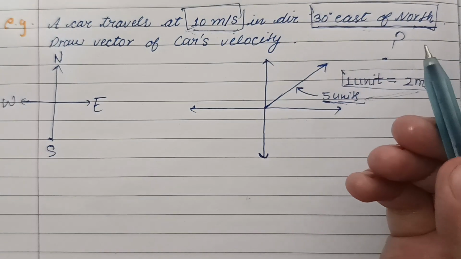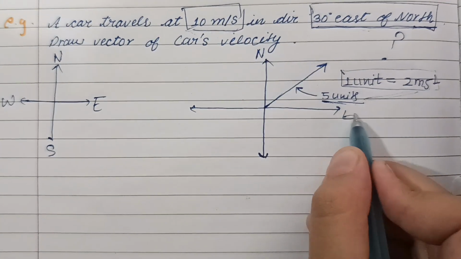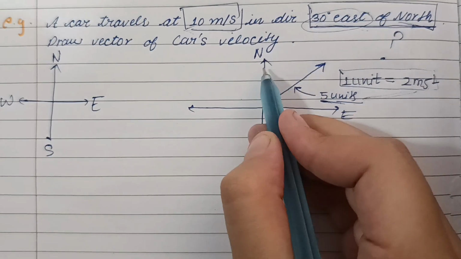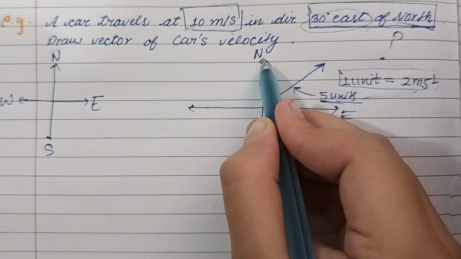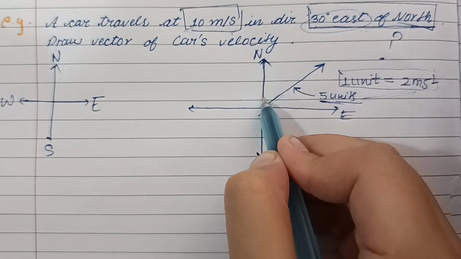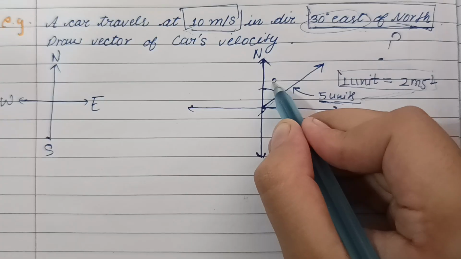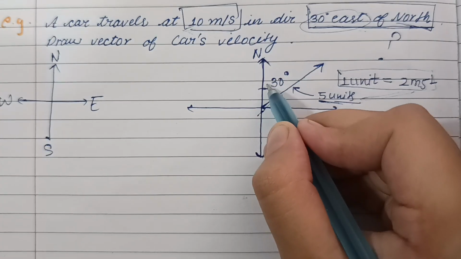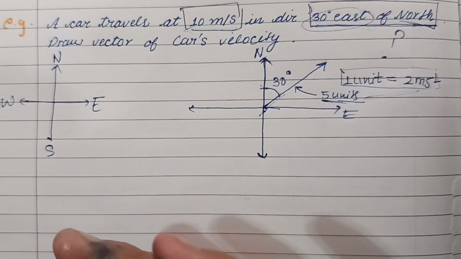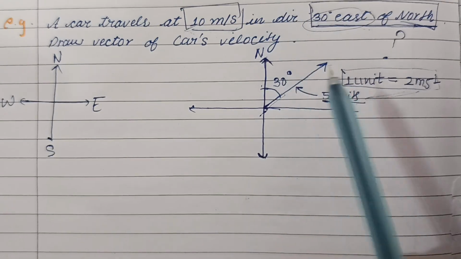And what is the direction? 30 degrees east of north. So we know that this is north, this is east, say 30 degrees east of north. So we have to go 30 degrees east from the north. This is the north, this is the east. We have to go 30 degrees towards east from the north. And this is the vector. We represented it pictorially. So now let's talk about mathematical representation.